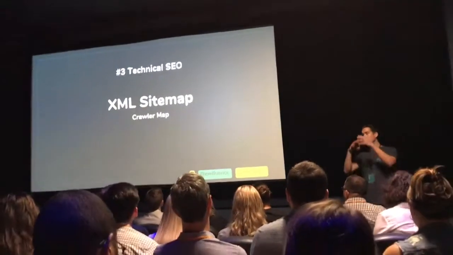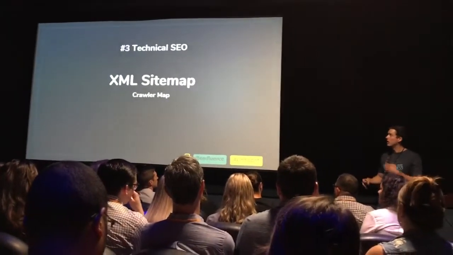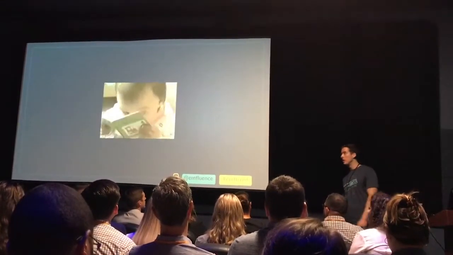XML sitemap, this is just where you list all the URLs you want search engines crawling and indexing your content. It just kind of acts as a crawler map.